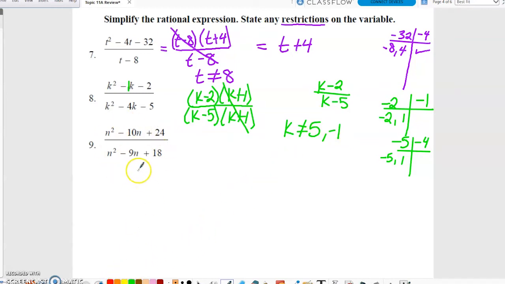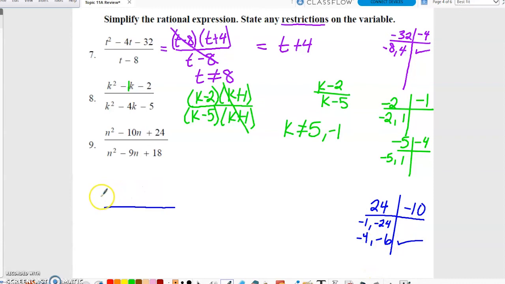Switching colors one last time to do number 9. Again, I'm going to have to factor both my numerator and my denominator. So I'm going to factor a 24, looking for a sum of -10. That means both of my factors have to be negative. So that means -1 and -24, for example. It's not the pair I want. I want a -4 and a -6, because those add to be -10. So we're going to get n minus 4 and n minus 6 on my numerator.